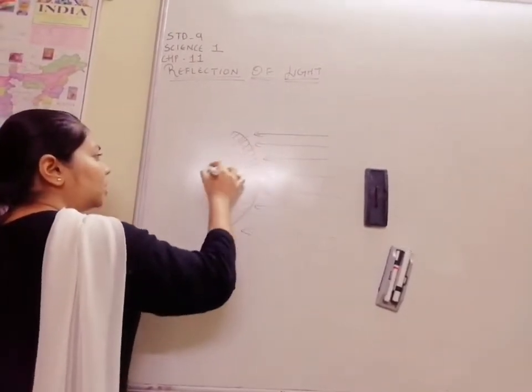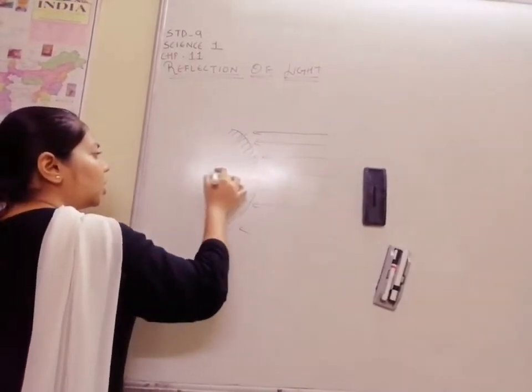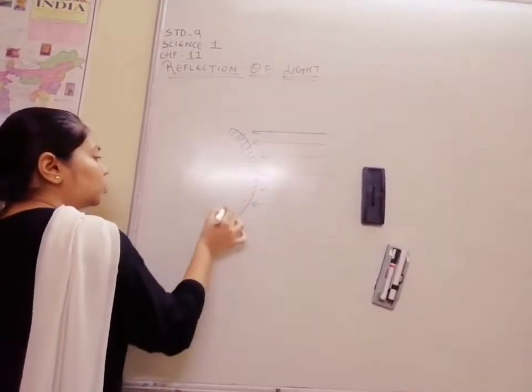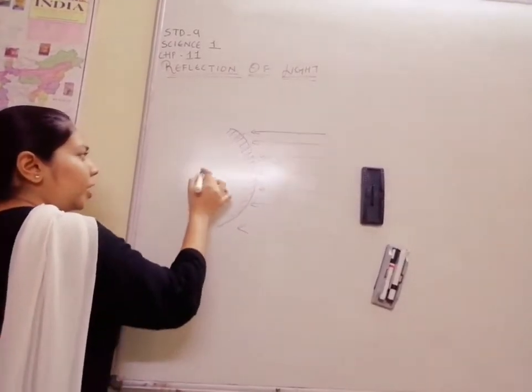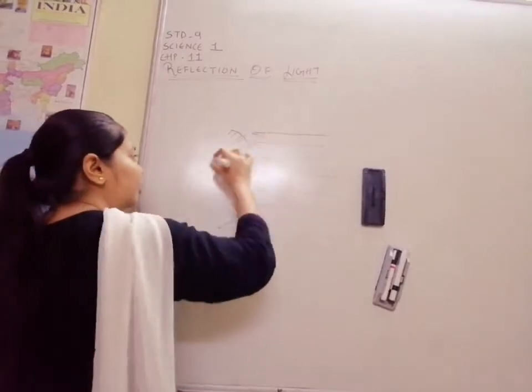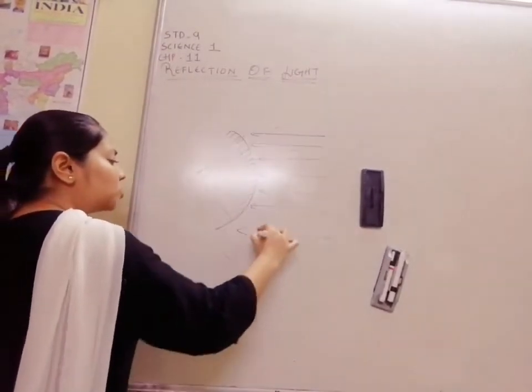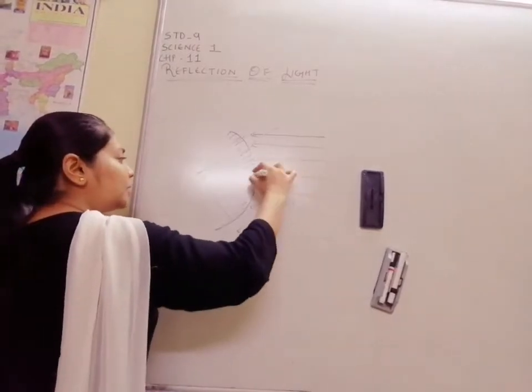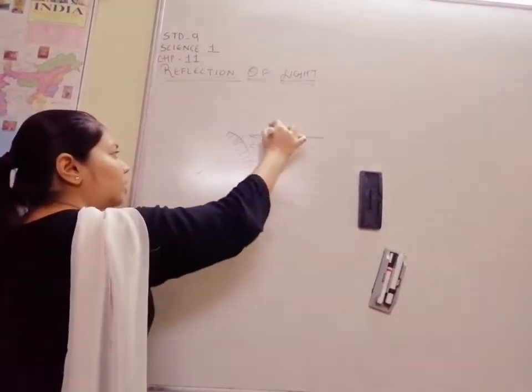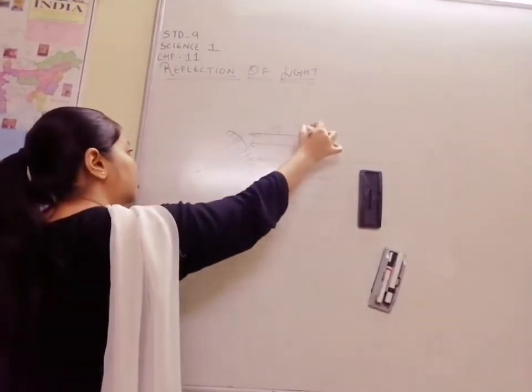And what will happen? They will converge together at one point, and from that the reflected ray will divert like this. Okay? So it will divert more than the incident ray, which were parallel. Okay, these were my incident ray.